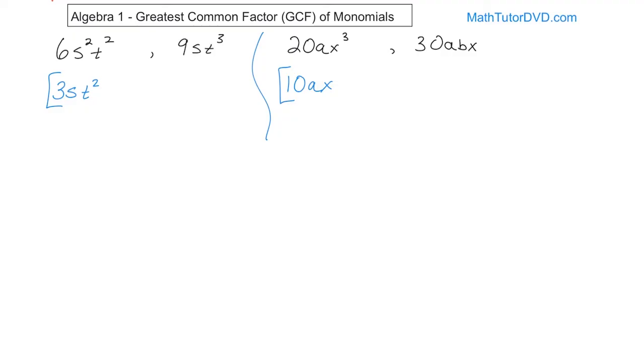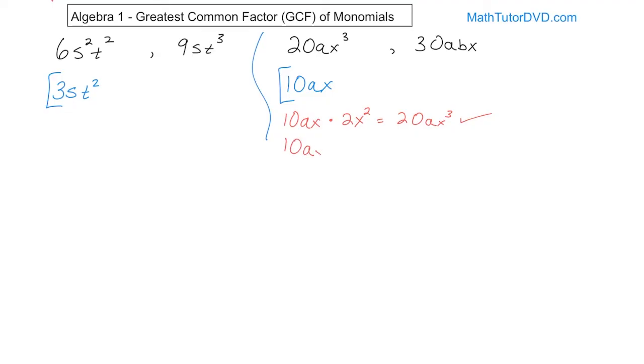Now, because this one's a little bit weird, let's do a check on this one. 10 times a times x. What would I multiply by to give me this? Well, 10 times 2 is 20, and then a times 1 is a, so I don't need any more a's. X times what gives me x cubed? It's going to be x squared. That's going to give me 20a x cubed. We just add the exponents. That's a check. Now let's check the next one.